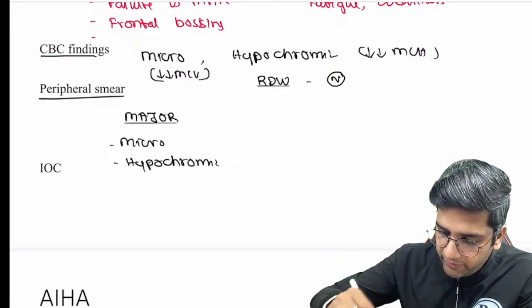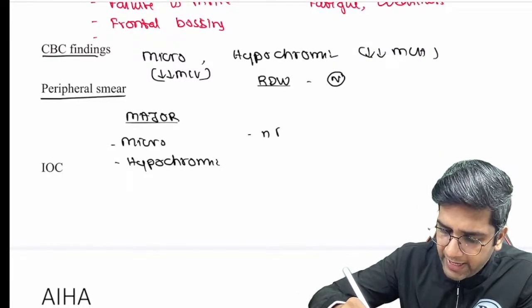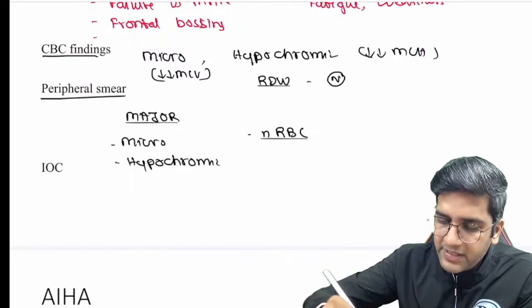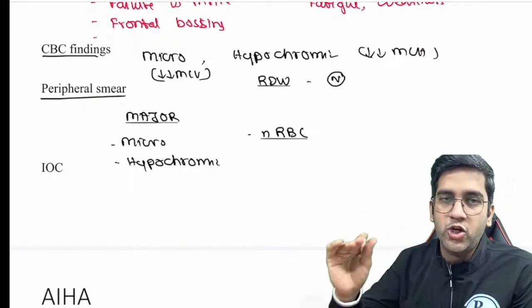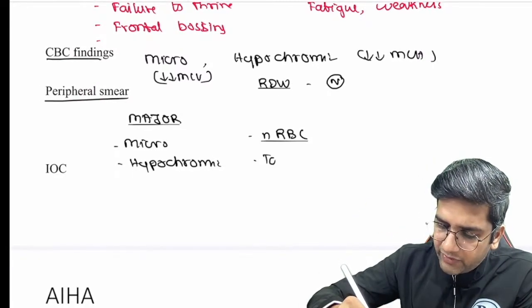Fine. Okay. Then I want to write NRBCs. Nucleated RBCs will be seen only in major, they will not be seen in minor, right? And obviously you'll have target cells.